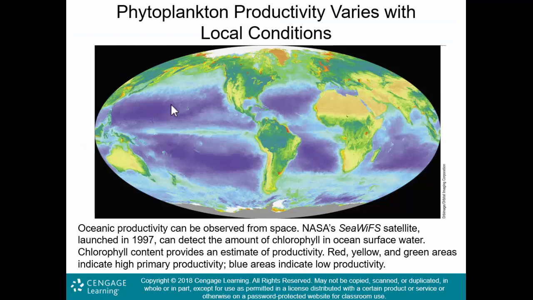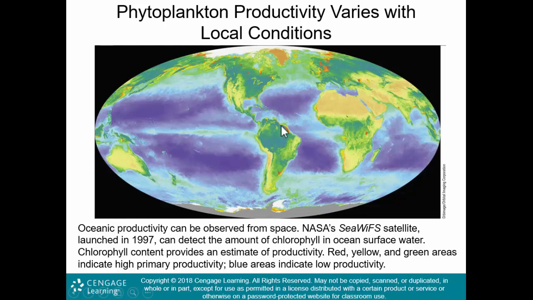So again, phytoplankton productivity varies with local conditions, and what you're looking at here is chlorophyll content. So, oceanic productivity observed from satellites. The satellite was launched in '97. It can detect the amount of chlorophyll in the ocean. Chlorophyll content provides an estimate of productivity. So your reds and your greens indicate high productivity, and your blues indicate low.